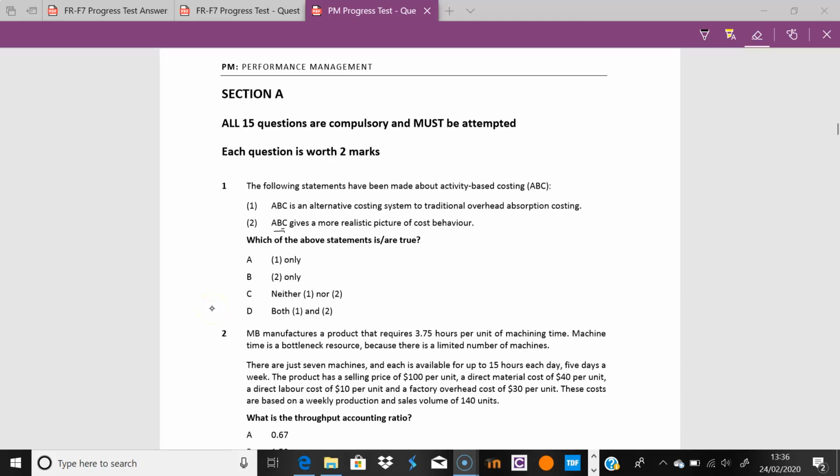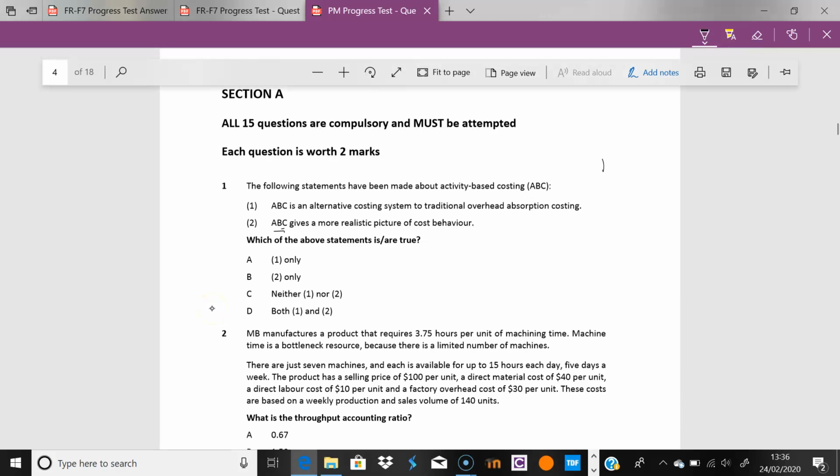Okay, right. So this is PM, and we are going to look at the first 5 questions and kind of take it from there. So what do we have here? This first question is asking us about activity-based costing.